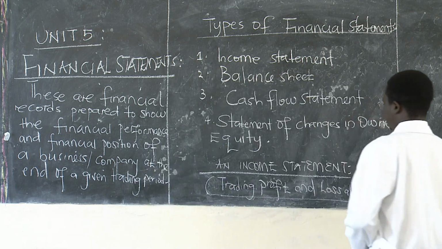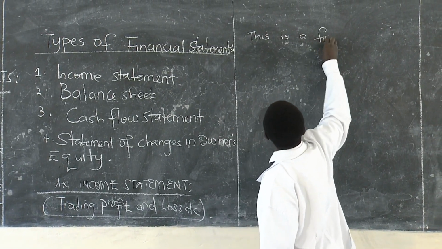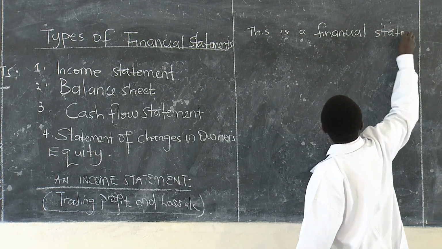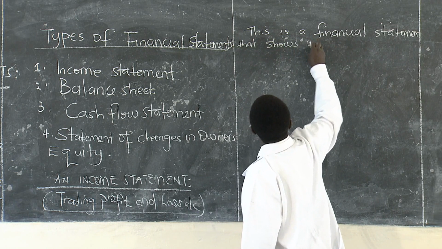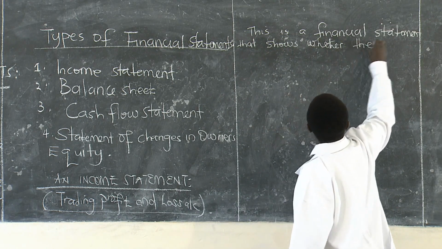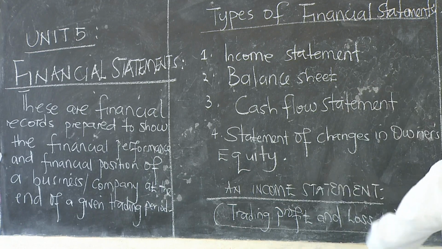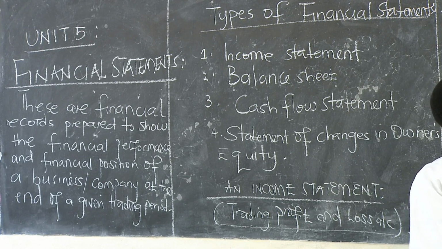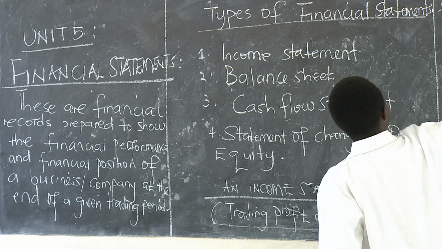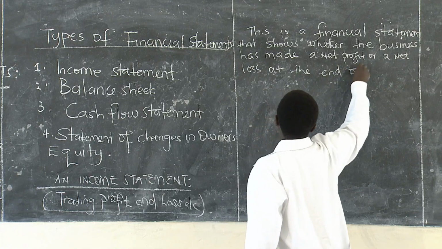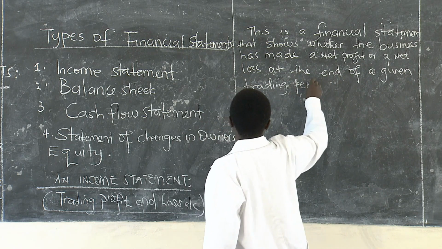So what is an income statement? An income statement is a financial statement that shows whether the business has made a net profit or a net loss at the end of a given trading period.